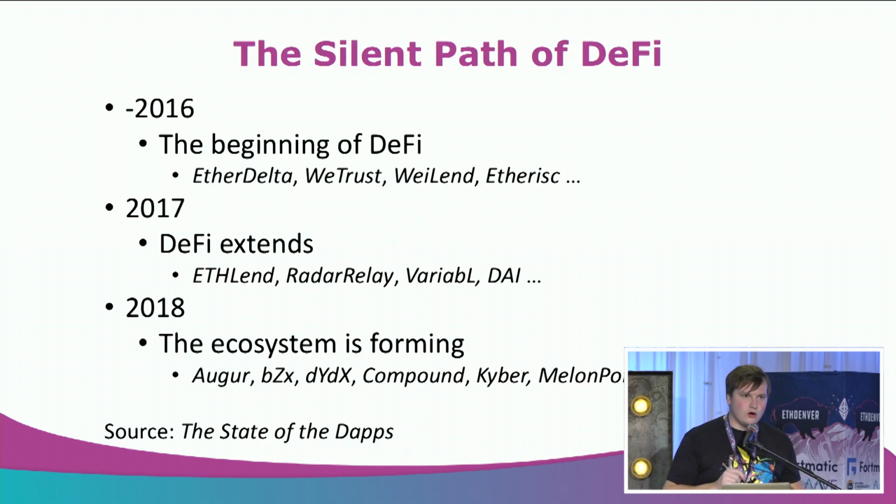We could call the whole path to DeFi kind of a silent path, because before 2016 and during that year is where decentralized finance began. And what happened then is that we had the first interesting applications. We had, for example, decentralized exchanges like EtherDelta, WeTrust, which is basically social lending, and EtherRisk, which is more of a smart contract-based insurance provider. And I still remember in 2016, there was a huge post when EtherDelta came up asking why people aren't using EtherDelta.